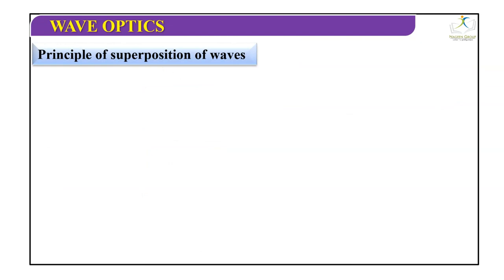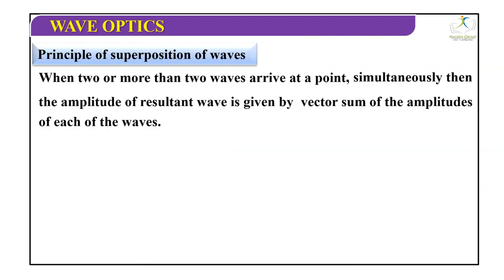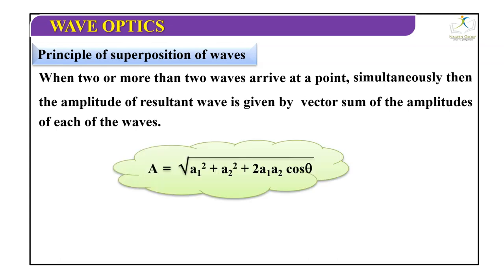Now the next thing is the principle of superposition of waves, that is, in which principle the superposition of a wave actually exists in nature. When two or more than two waves arrive at a point simultaneously, then the amplitude of the resultant wave is given by the vector sum of all the amplitudes of each of the waves. So the resultant formula which we are calculating is A equals under root A1 square plus A2 square plus 2A1 A2 cos theta.